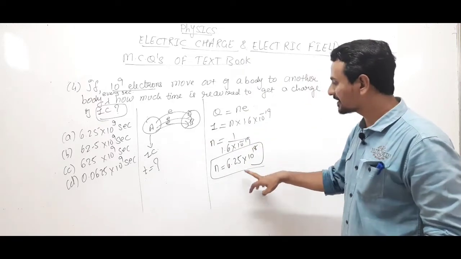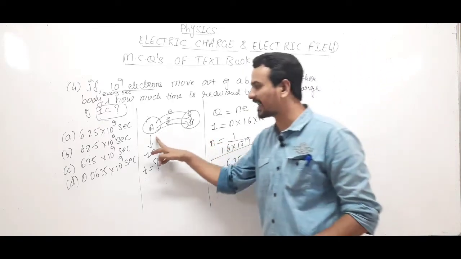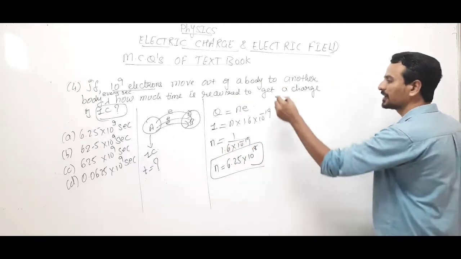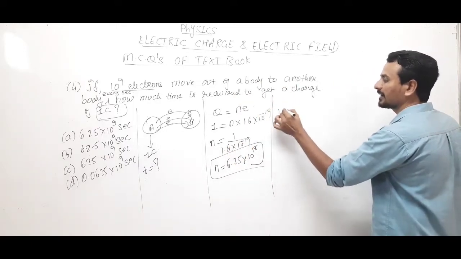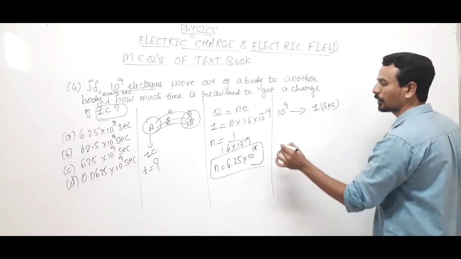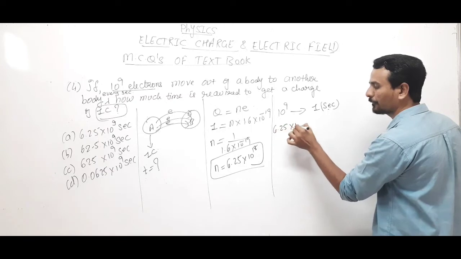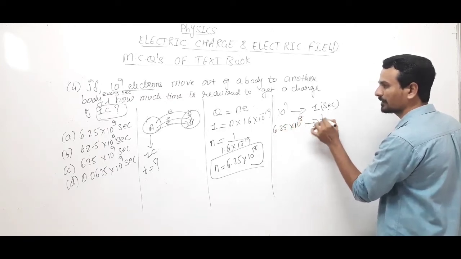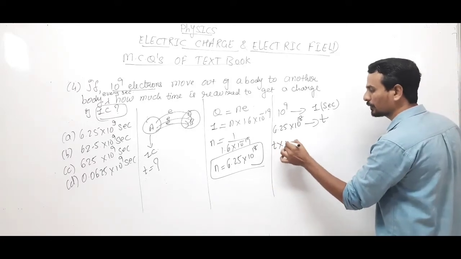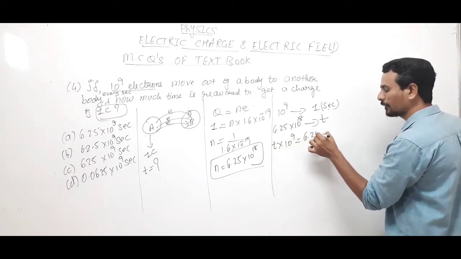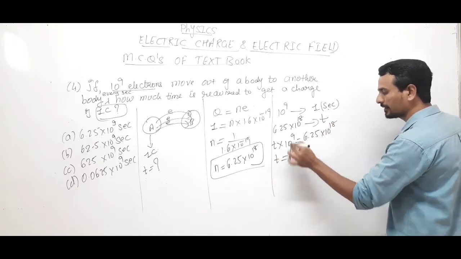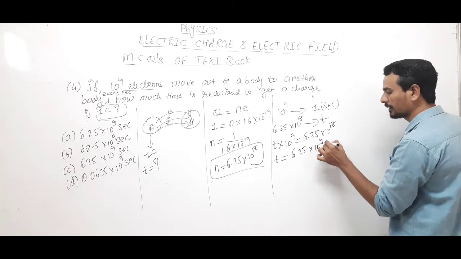So for transferring this amount of electrons from a body A to body B, what time is required? This is the question. Okay, so now we'll use 10^9 electrons are coming out in 1 second, right? So in order to remove 6.25 × 10^18 electrons, what is the time required? Got it? So cross multiply, T × 10^9 equals 6.25 × 10^18. So T is equal to 6.25 × 10^9.